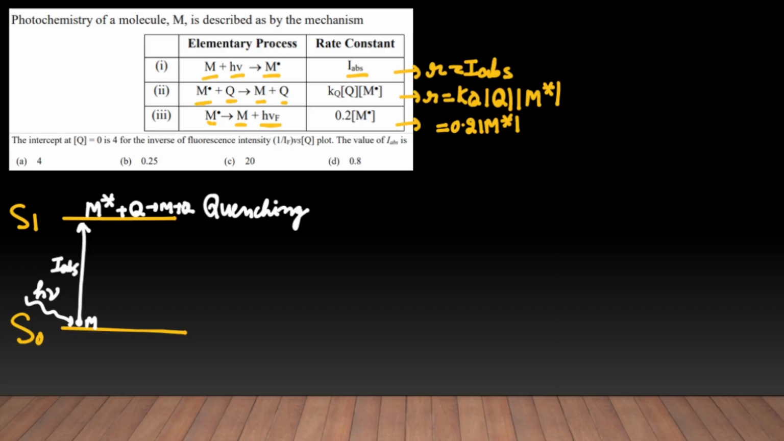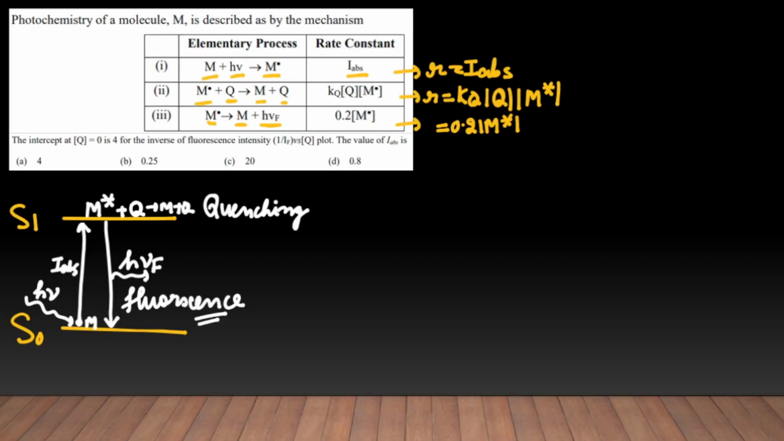And in the third step, this M star is coming back from the excited state to the ground state with the emission of h nu f energy, right? And this emission is between the same states with some light, so a radiative process is taking place, and this is called fluorescence. Fluorescence is taking place in this, right? So for this also, the rate expression has been given.